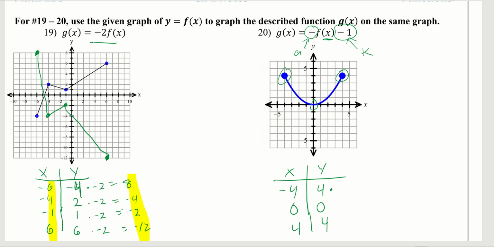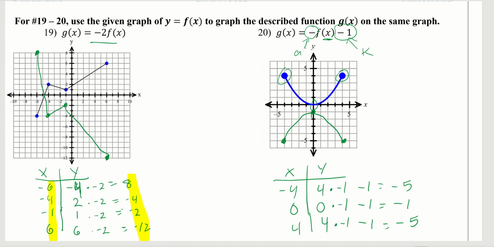Now I'm going to multiply it by -1. That reflects it. And then I'm going to subtract 1 because that brings it down vertically. So that would be -4 minus 1, so -5. 0 times -1 would be 0 minus 1, so -1. This would mean -4 and -5 again. Okay, so replot this, -4, -5. So we reflected it and shifted it down 1. Like that and like that. Hopefully I got those points correct. And something like that.